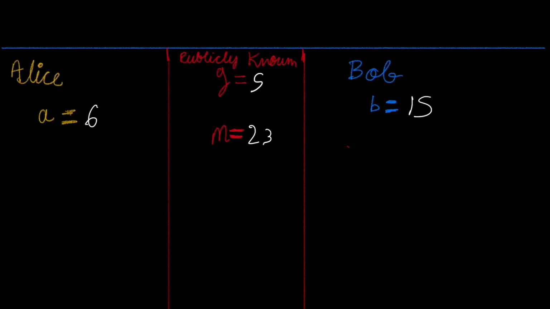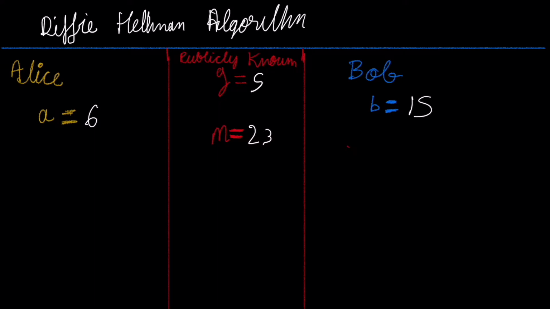So now I'm going to talk about the Diffie-Hellman algorithm to generate a shared secret. We have these numbers G and N, which are public. They are known by everyone, and we have two parties, Alice and Bob, who want to communicate with end-to-end encryption privately.